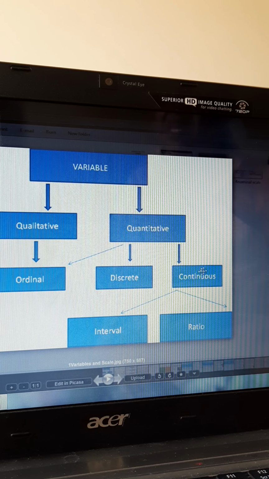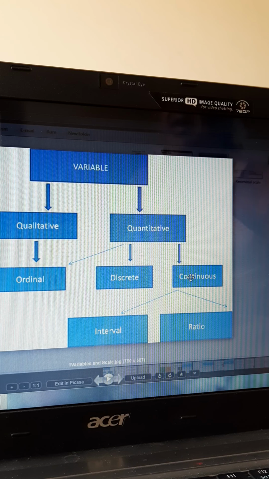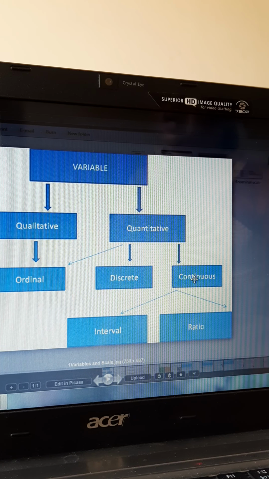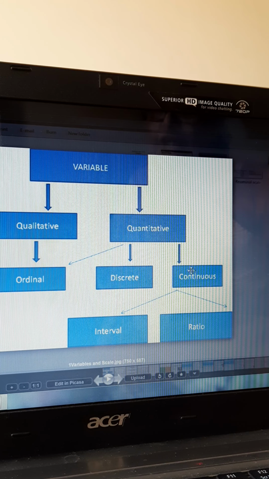Understood? The same quantitative data, I can collect it in a continuous way. How? 1 to 10, 10 to 20, 20 to 30, 30 to 40. So you will tick 20 to 30. Correct? I am sure nobody is above 30 in the class. So this is continuous data. You understood this very clearly?